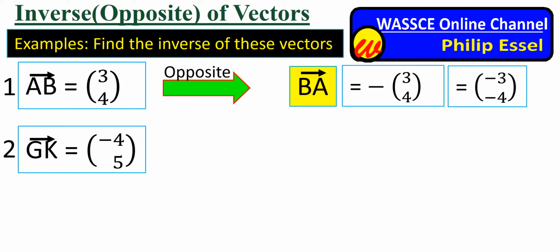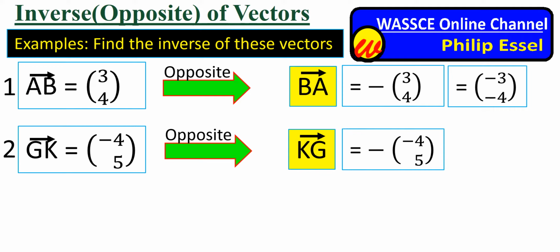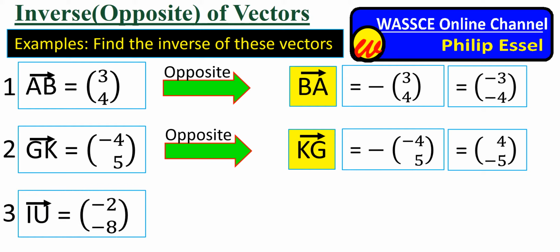Example 2. We have the vector GK equals to negative 4, 5. Its opposite would either be negative GK or KG. That will be equals to negative of the vector negative 4, 5, which will also give us 4, negative 5.